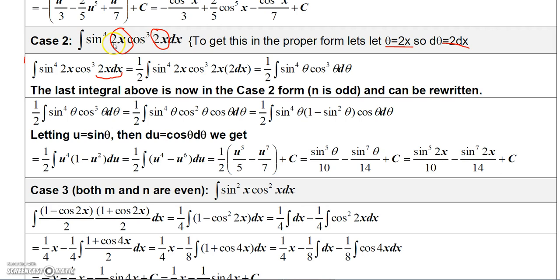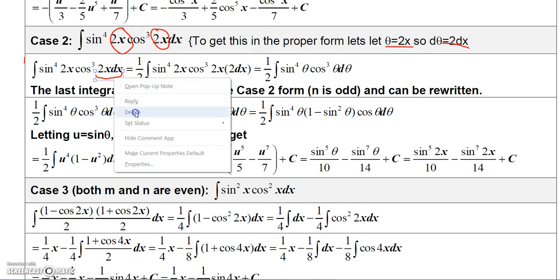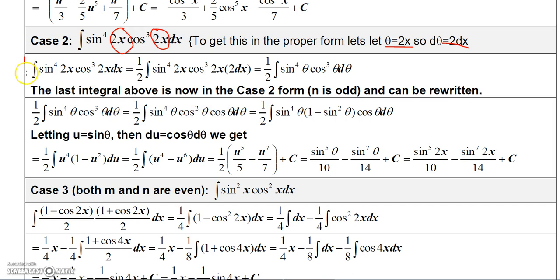But the problem is, notice that the argument of both of these functions is 2x. So I need to do a substitution here, a little change of variables, so that I can get this in the form of sine 4th theta times cosine cubed theta. In other words, I would just have a single variable. So I'm going to let theta equal 2x, and then d theta would be 2dx.